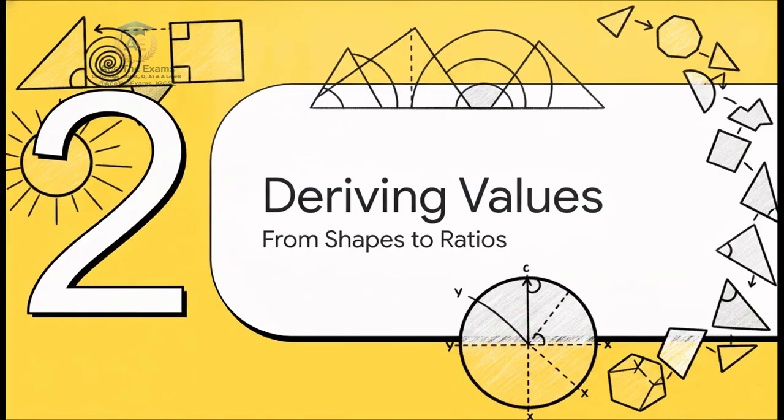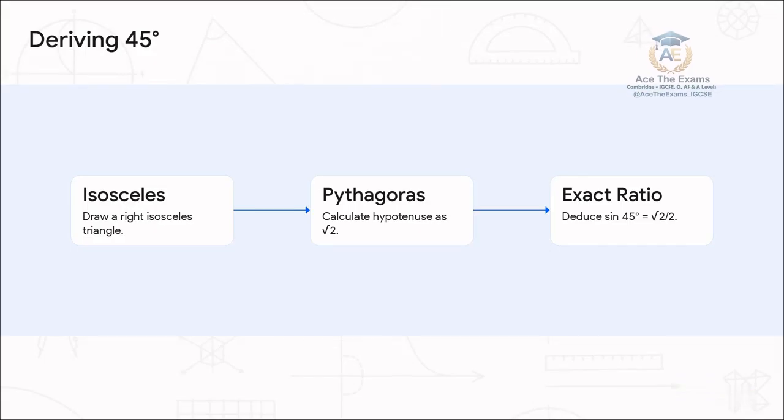Which brings us to section 2, deriving exact values. What's really interesting here is how we build these exact numbers from those fundamental shapes, using what I call the PEEL framework: point, evidence, explanation, link. Let's apply this to 45 degrees. Our point is the exact value. Our evidence is the geometry.